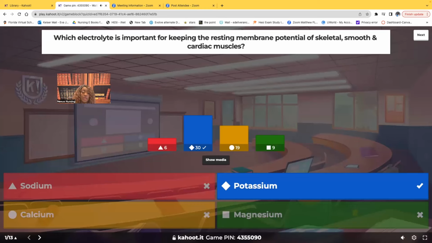Very good. The correct answer is potassium. So that's important for you guys to know. You need to know that potassium has a very narrow therapeutic range. It's 3.5 to 5. If the potassium is outside of that therapeutic range, if it's too low, less than 3.5, or too high, higher than 5, it can cause muscle weakness, cardiac dysrhythmias, even death. Okay, so potassium is a very important electrolyte to know.